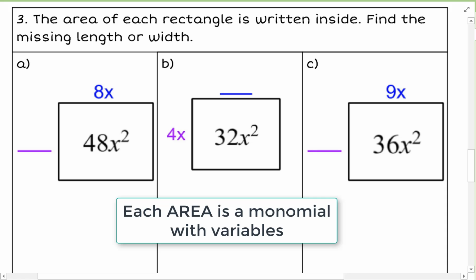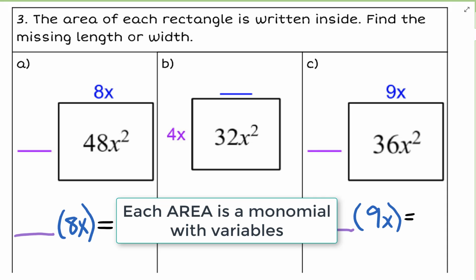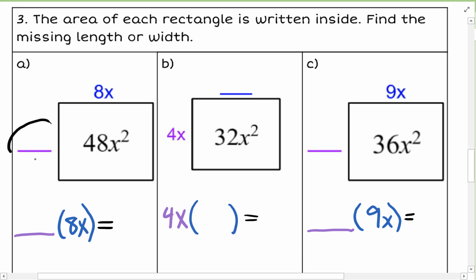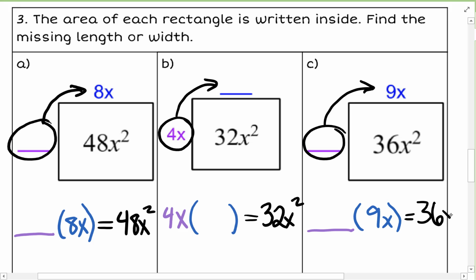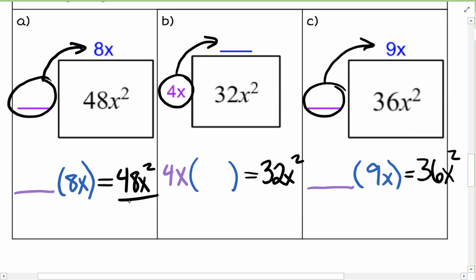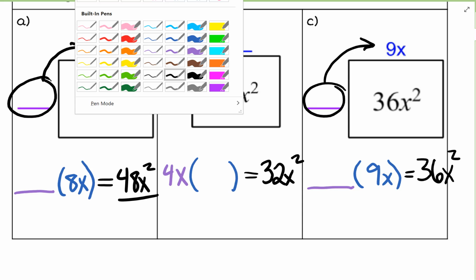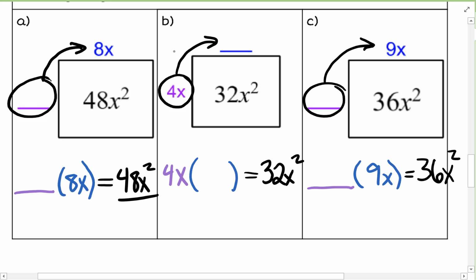What if we have monomials? Something times 8x is 48x squared. 4x times something is 32x squared. And something times 9x is 36x squared. This area has an x squared in it, which means our product needs to have x times x.